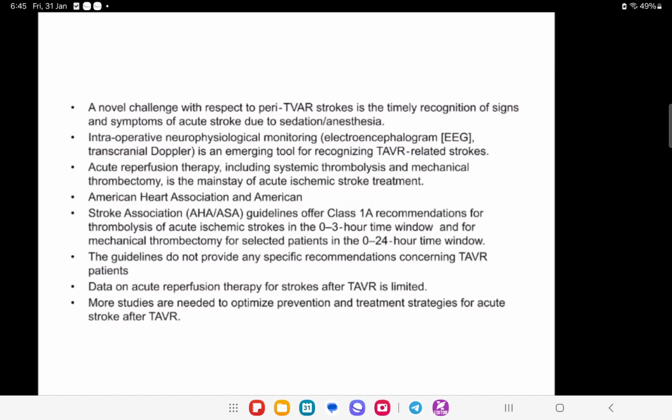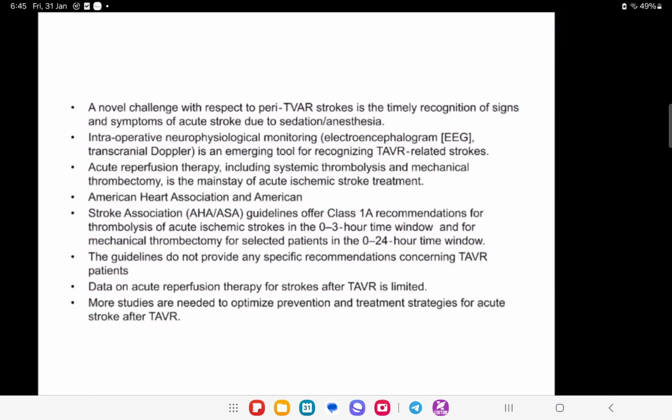A novel challenge with respect to peri-TAVR strokes is the timely recognition of signs and symptoms of acute stroke due to sedation or anesthesia. Intra-op neurophysiological monitoring is an emerging tool for recognizing TAVR-related strokes. Acute reperfusion therapy, including systemic thrombolysis and mechanical thrombectomy, is the mainstay of acute ischemic stroke treatment.